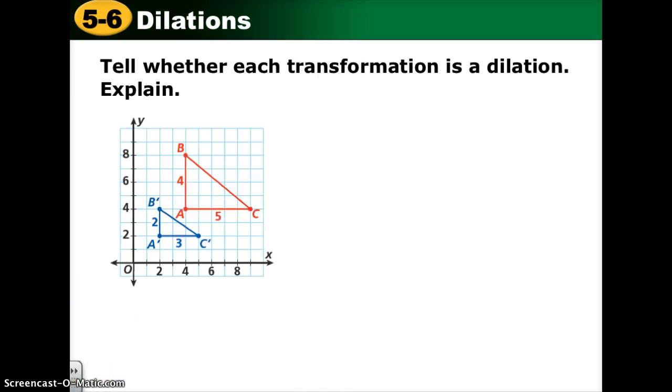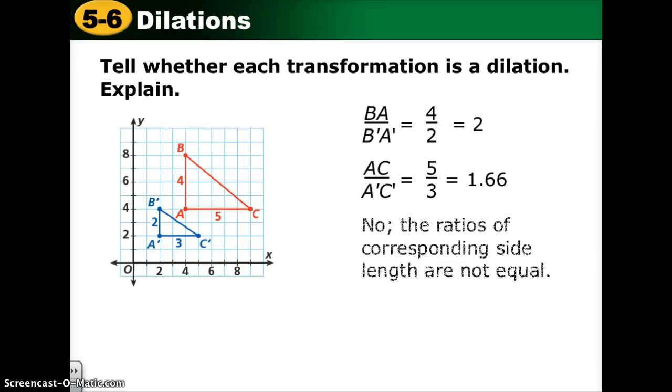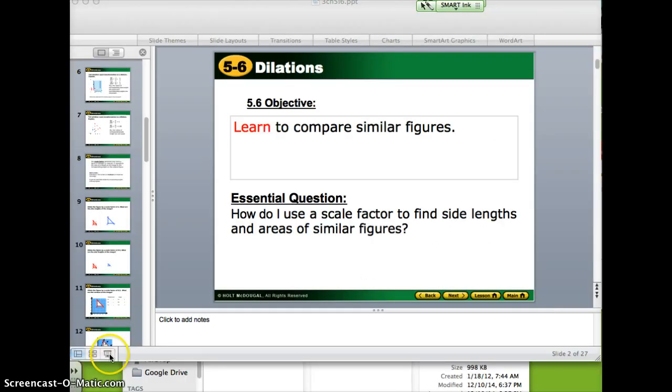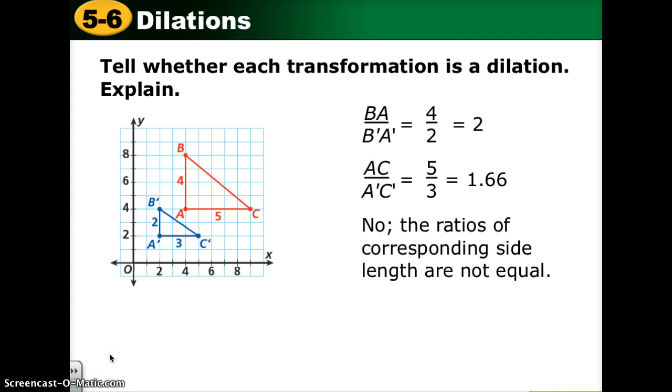Let's see if these two triangles form a dilation. We have triangle ABC, which has sides of 4 and 5. Triangle A prime, B prime, C prime has sides of 2 and 3. Our ratios of the side lengths are not the same. Therefore, we would say that these are not a dilation. If there's no dilation, if there are no similar figures, there can be no scale factor.